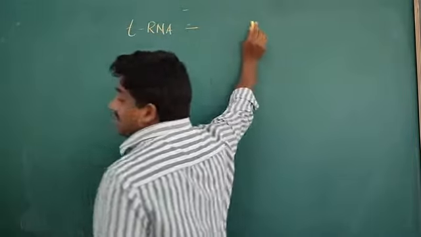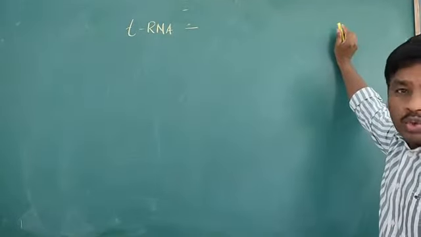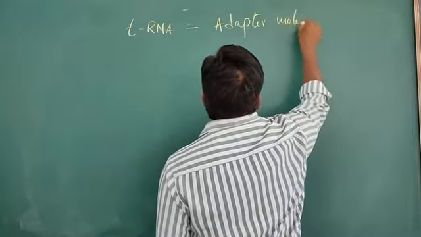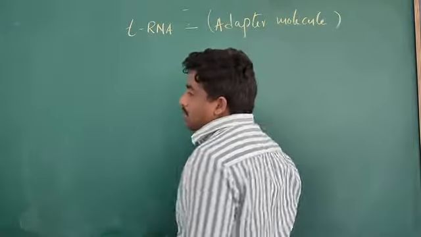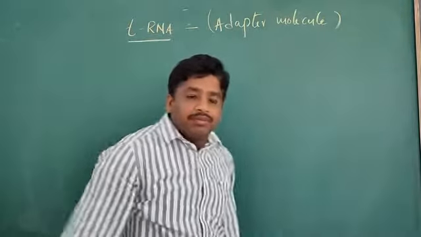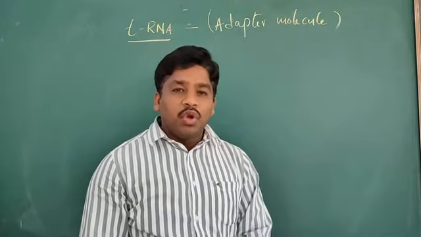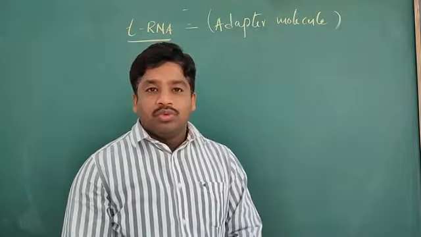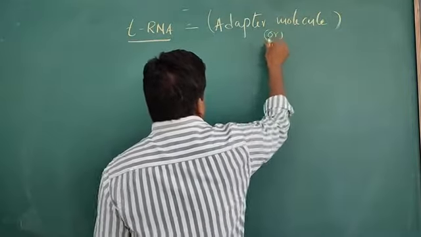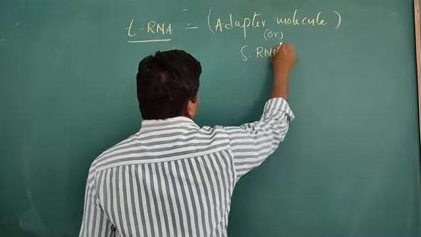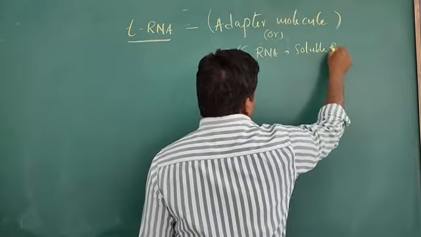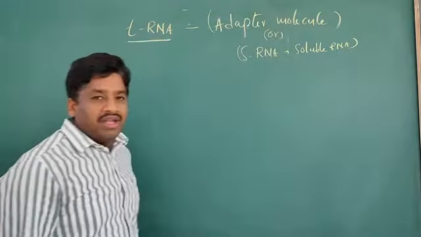Today we are going to discuss tRNA, which is also called the adapter molecule. First of all, this tRNA is called the adapter molecule or soluble RNA, simply called sRNA. Soluble RNA. Why?